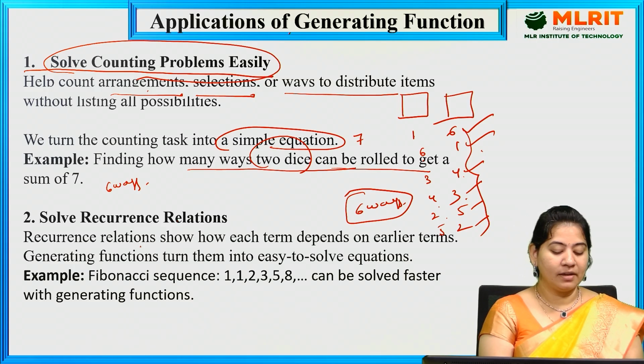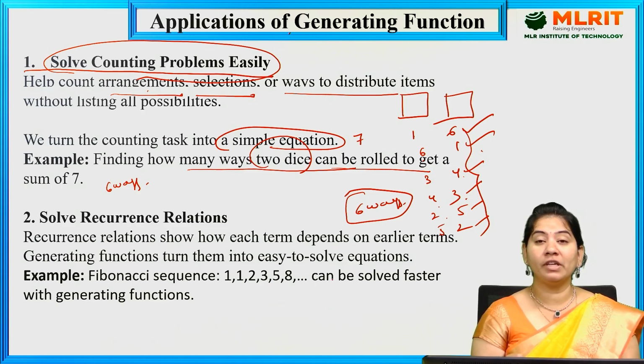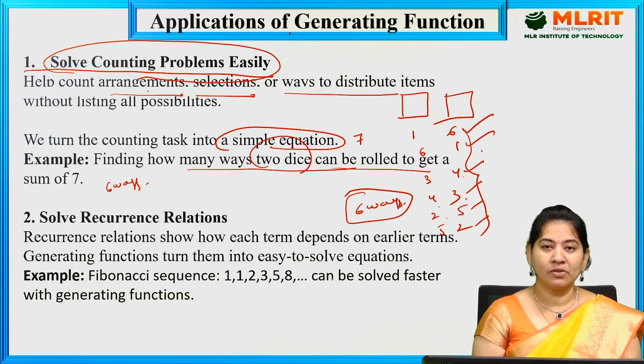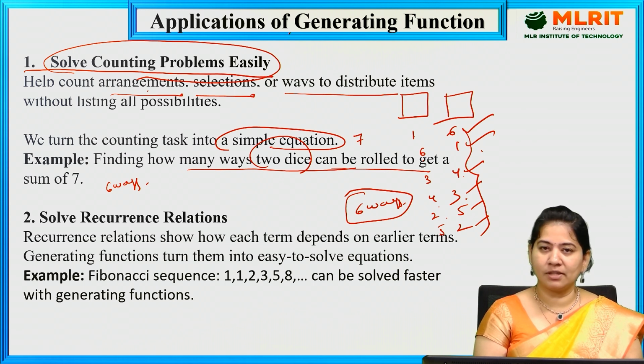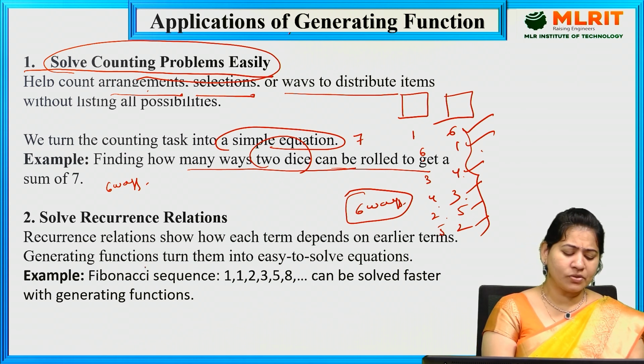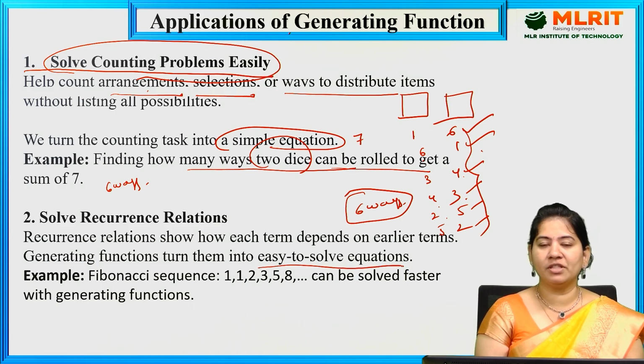Recurrence relations show how each term depends upon the previous, earlier terms. The concept of a recurrence relation means you find each term based upon the previous terms. So generating functions turn them into easy-to-solve equations. Because of the generating function, we are able to solve these problems very easily.